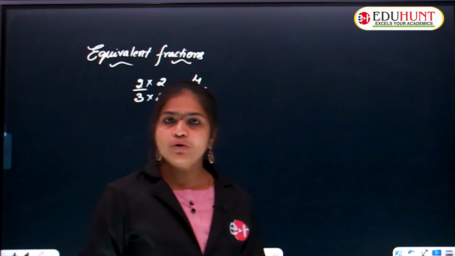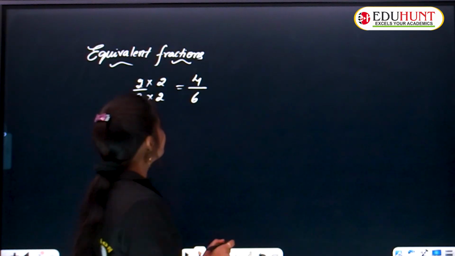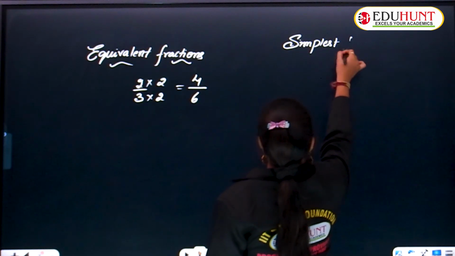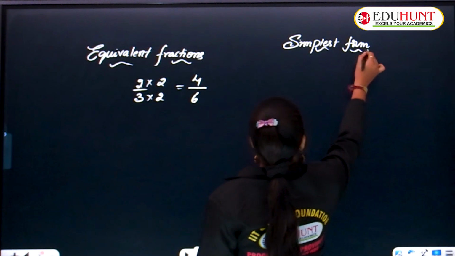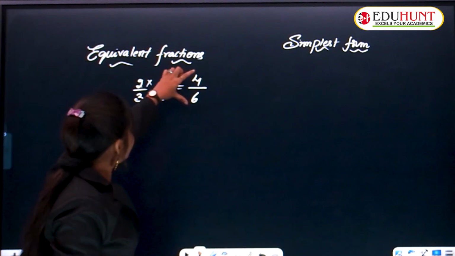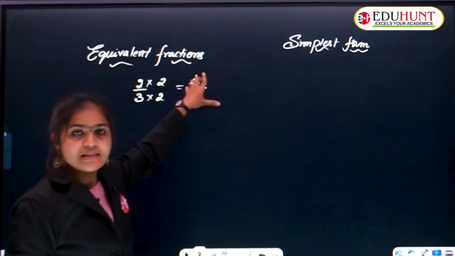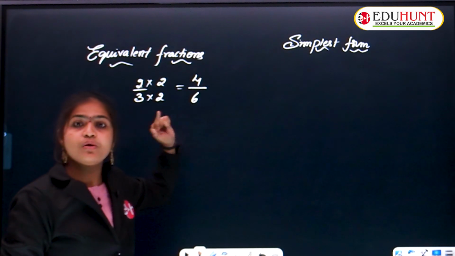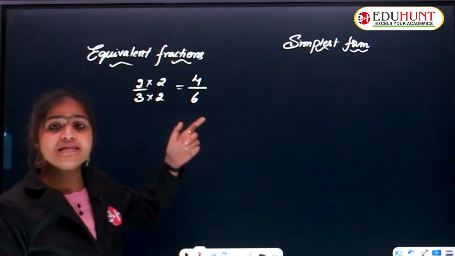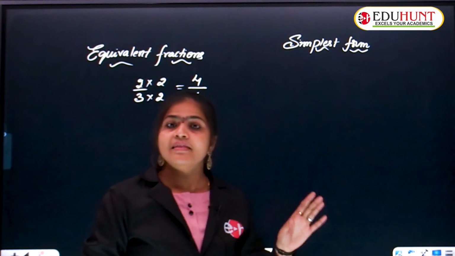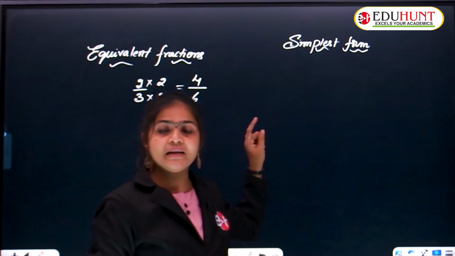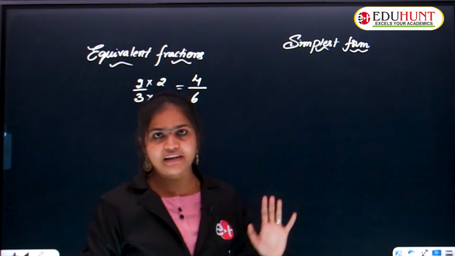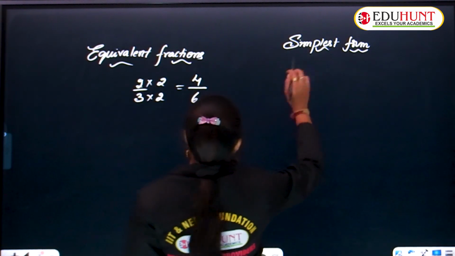Why? Because here simplest form is there. What is that, simplest form? Simplest form means if the numerator and denominator have common factors, then we should make that fraction such that the numerator and denominator do not have any common factor except 1, or else the HCF of numerator and denominator should be 1. Then only we can say that the fraction is in simplest form. Understood?